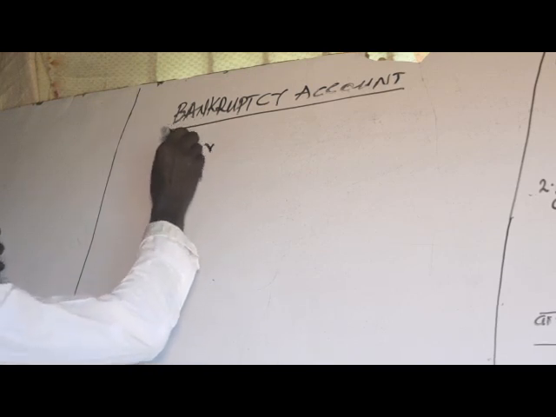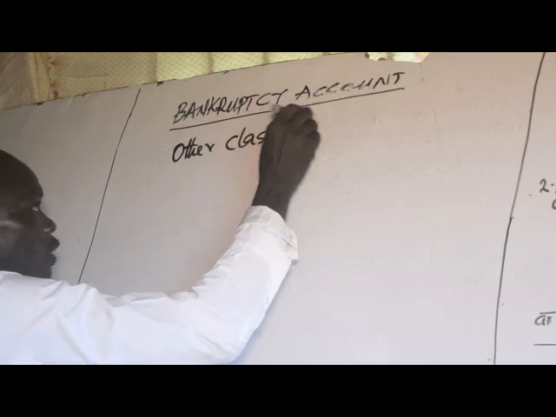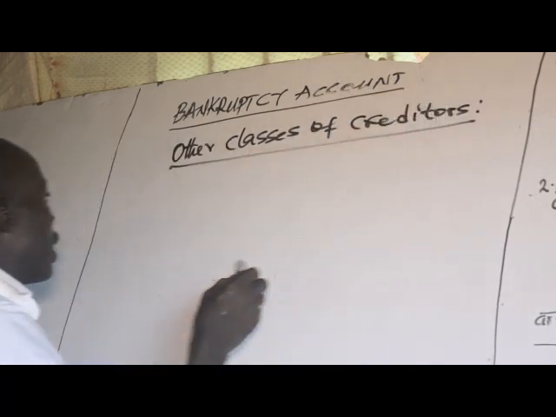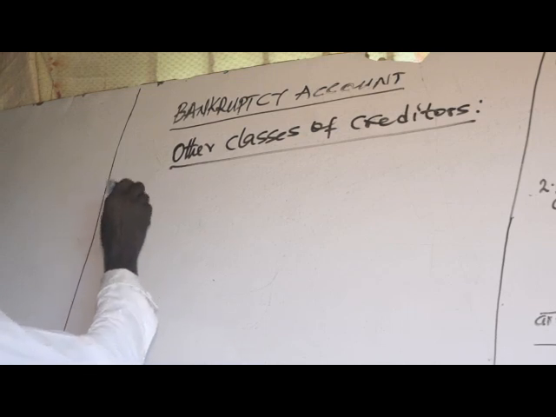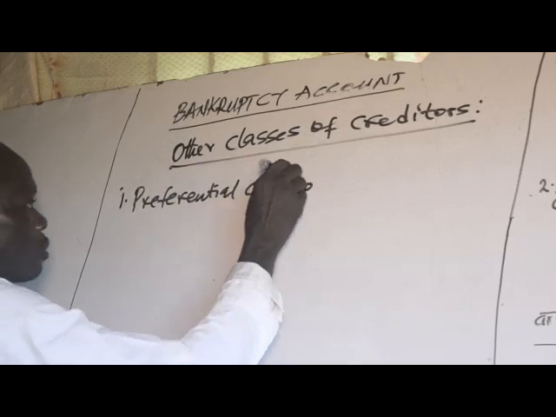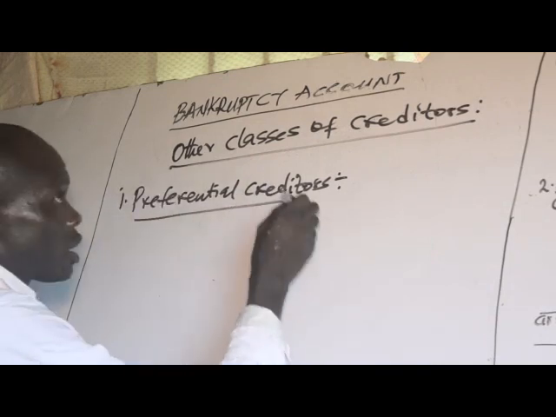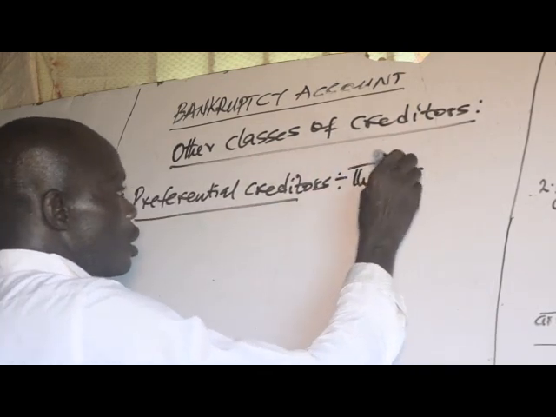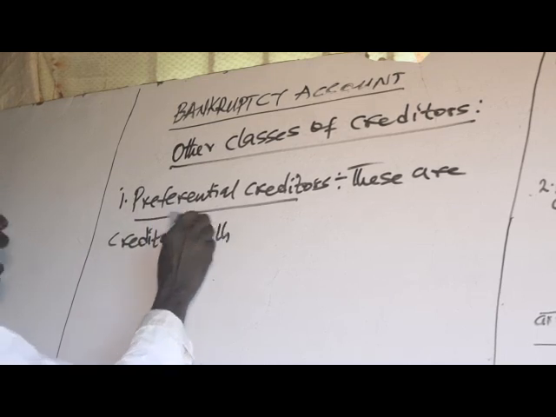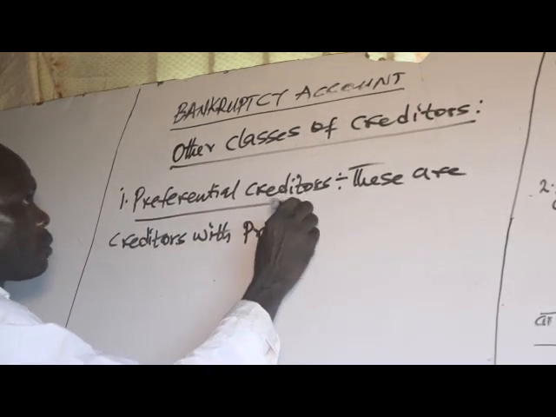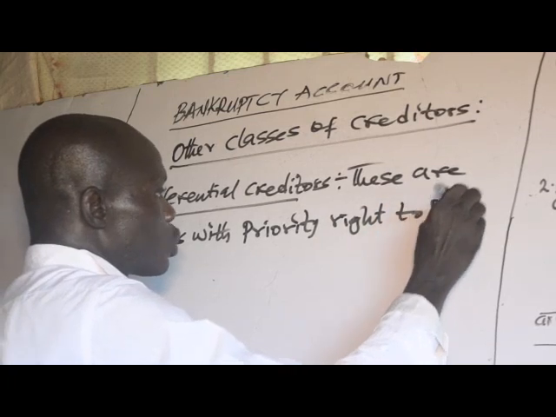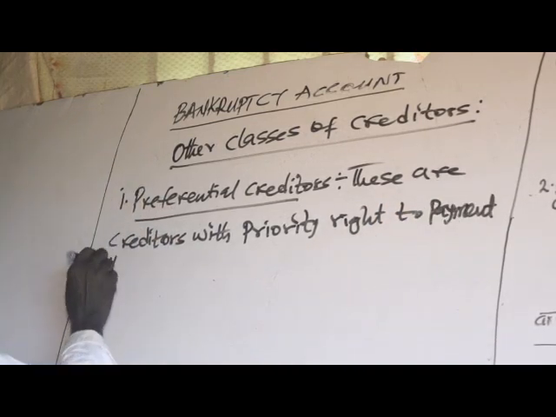Other classes of creditors include, number one, preferential creditors. Preferential creditors are creditors with priority right to payment upon bankruptcy.